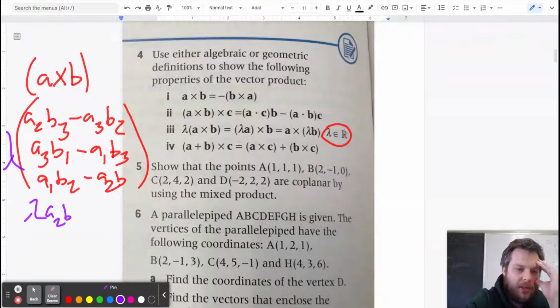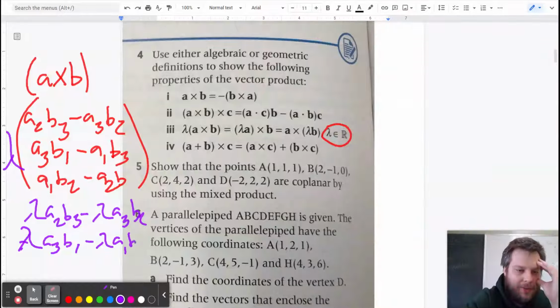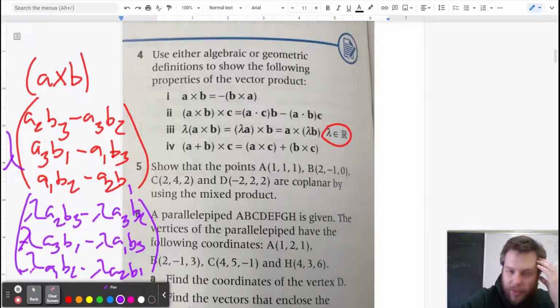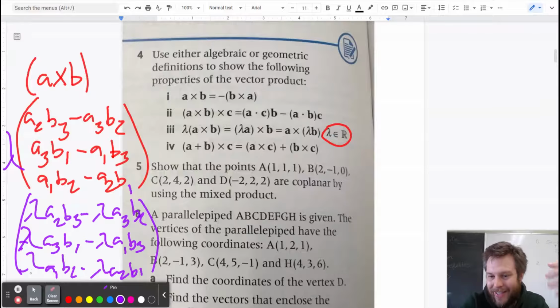Lambda A2B3 minus lambda A3B2. It's honestly just more of a pain in the butt to write it out. Lambda A3B1 minus lambda A1B3, lambda A1B2 minus lambda A2B1. I guess I missed the one there. Now what we'll do is check that if we did lambda A first and then crossed that with B, it comes out to be the same.